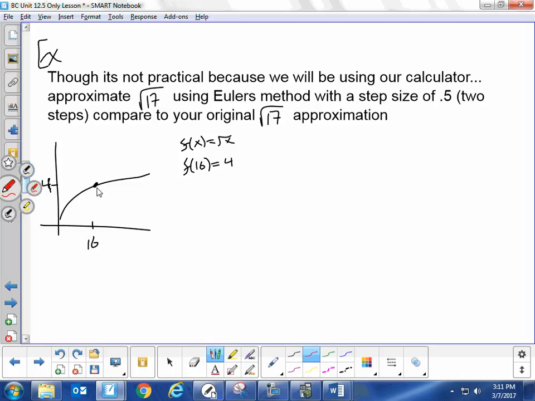Now, instead of just using one tangent line, we're going to go from 16 to 16.5 with one tangent line. And then we're going to stop, and we're going to produce a point. We are going to assume that point is on my function, and we're going to look at the slope of the tangent to my function at 16.5. What that enables us to do is kind of shallow out my next step so that after my next step, I would be closer in terms of my approximation to my first approximation, which just used one tangent line.